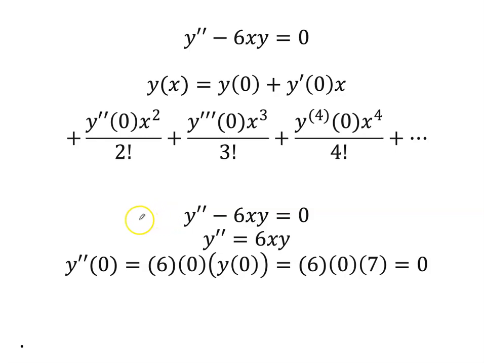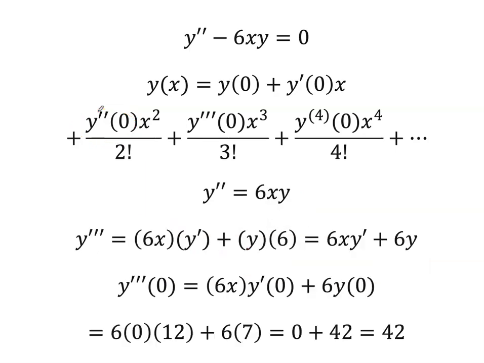Here's how we find y double prime. We know this differential equation, y double prime minus 6xy equals 0. Move the 6xy to the other side, and we have y double prime equals 6xy. Well, that's a relatively easy way to evaluate y double prime. Plug in x equals 0. We get y double prime of 0 equals 6 times x, which is 0, times y of 0. In other words, it's going to be 6 times 0 times 7, which is just plain 0. So y double prime of 0 is 0.